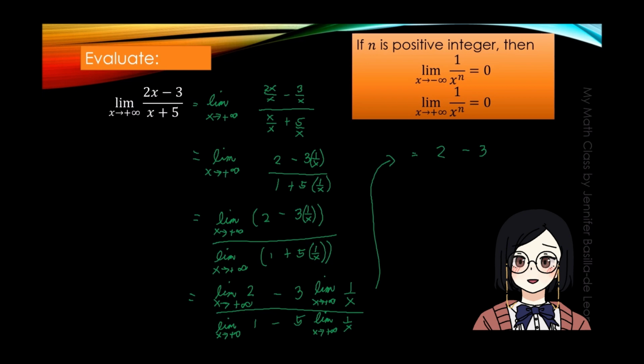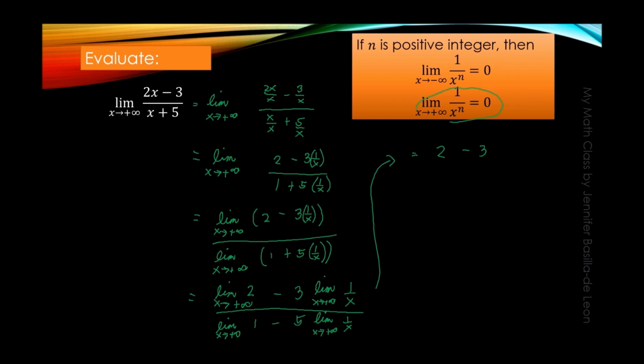Now remember that this is equal to 0. So we will have negative 3 times 0. In the denominator, we will have 1 plus 5 times 0. So simplifying, we will have 2. Therefore, the limit of 2x minus 3 all over x plus 5 as x approaches positive infinity is 2.